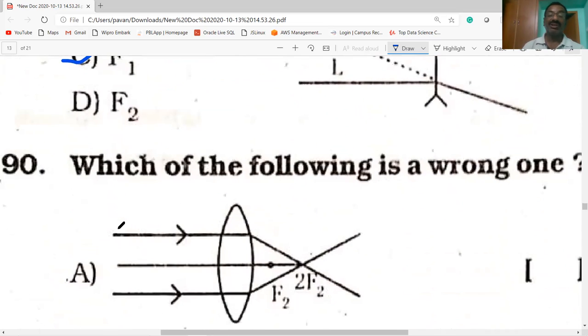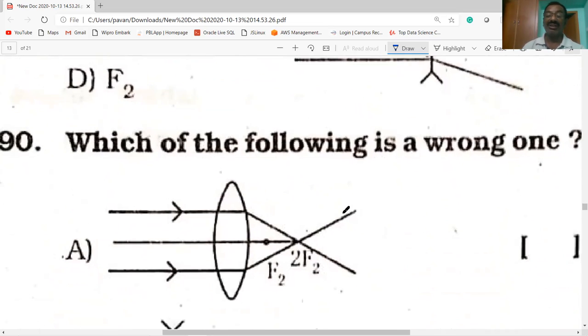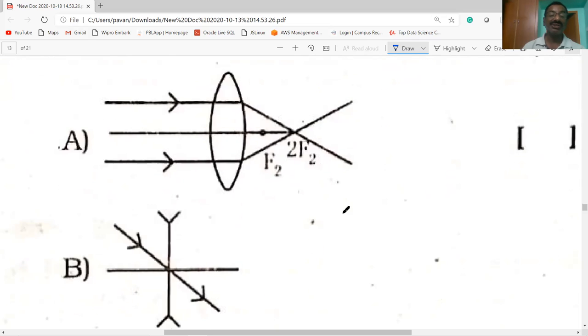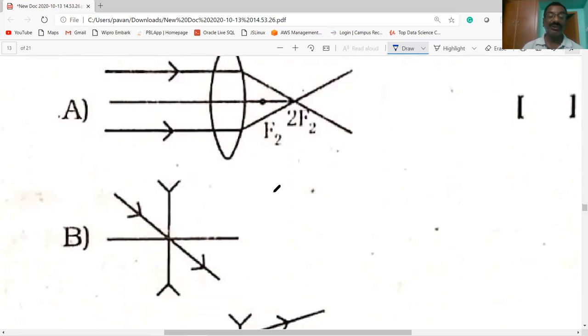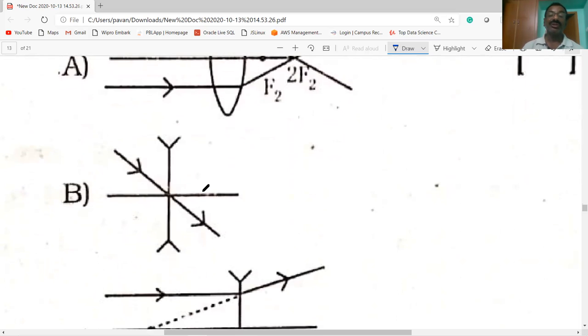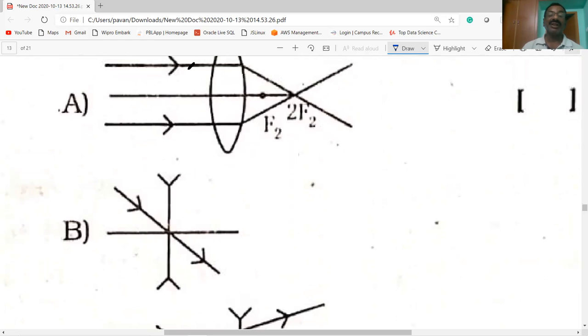Next, which of the following is a wrong one? Tell me which of the following is a wrong one. So one is correct, two is also correct. So here parallel rays, it is the convex lens. It is a convex lens.